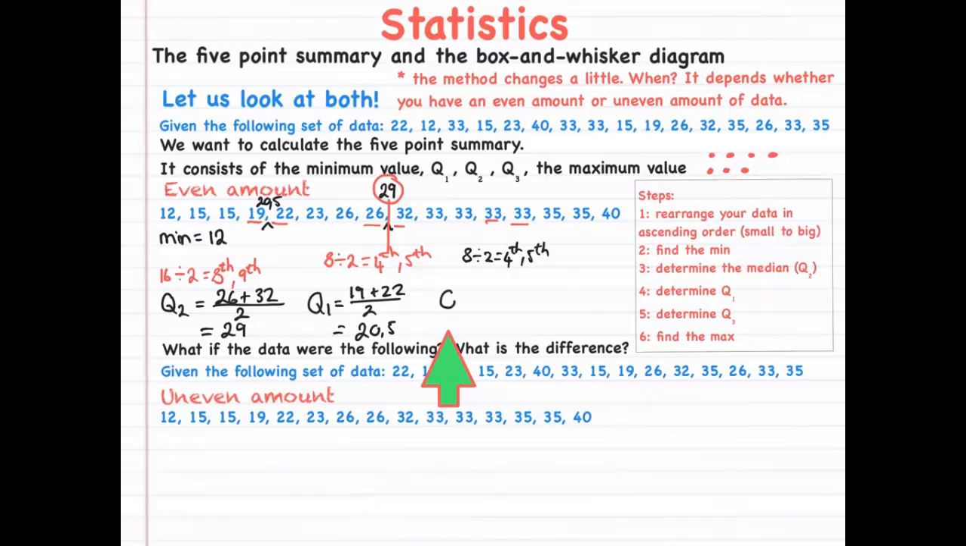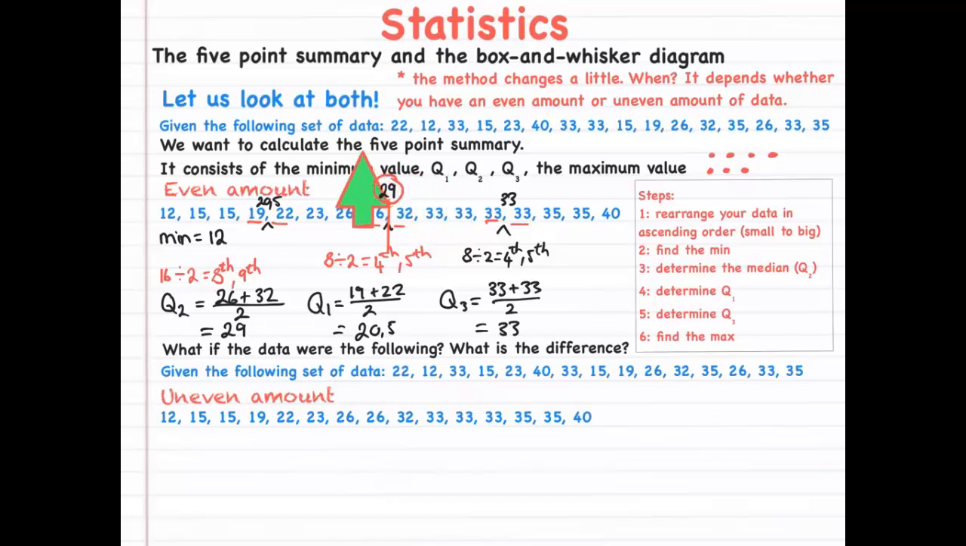So basically Q3 is equal to 33 plus 33 divided by 2. It gives us 33. And right in the middle of those two, we will also have a 33. So right there, 33. And now we have our Q1, we have our Q2, we have our Q3, we've got the minimum.